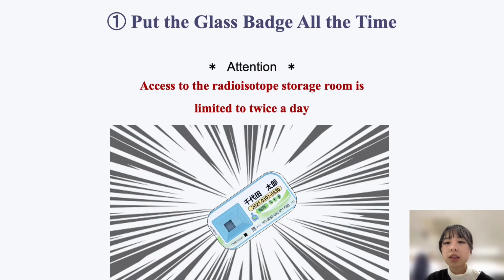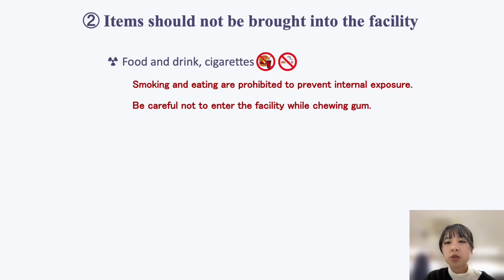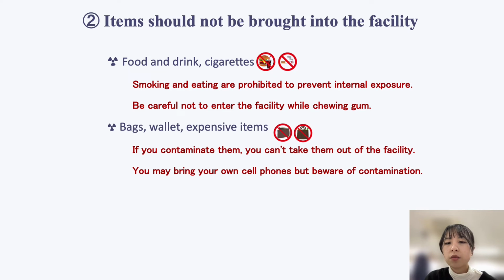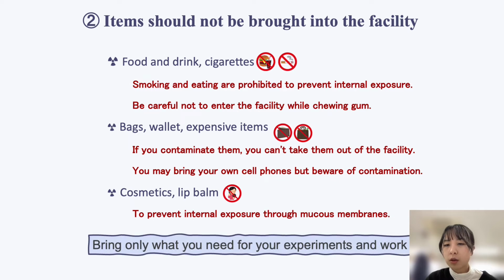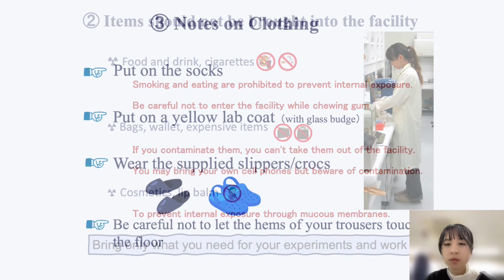Note that anyone can access the radioisotope storage room only twice a day. That is, once for the pickup of the radioisotopes and once for returning it. Please do not bring food, drink, or cigarettes. Be careful not to enter the facility while chewing gum. For safety purposes, you can bring your own cell phones, but beware of contamination. Keep the risk of contamination in mind and only bring what you need for experiments and work.